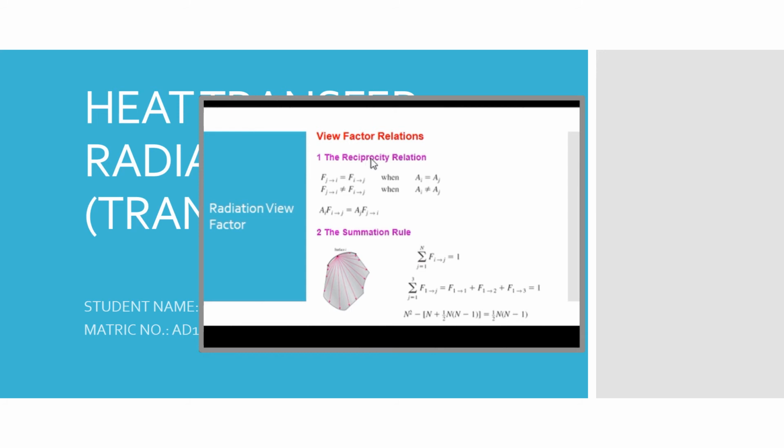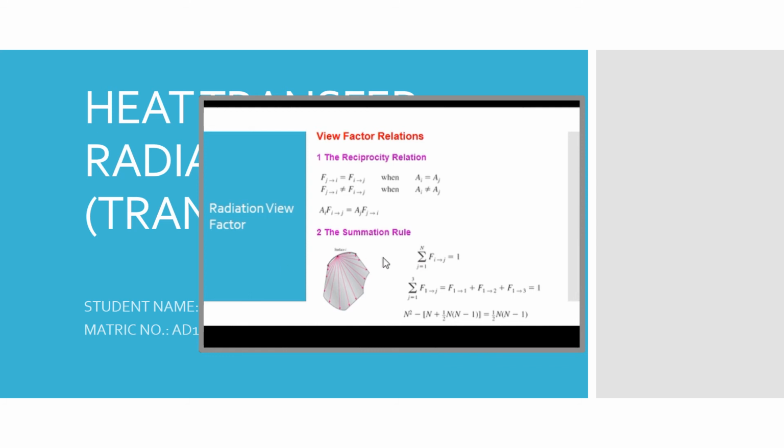The reciprocity relation, or the reciprocity rule, enables us to determine the counterpart of a view factor from a knowledge of the view factor itself and the areas of the two surfaces. The summation rule: the sum of the view factors from surface I of an enclosure to all the surfaces of the enclosure, including itself, must be equal to unity.